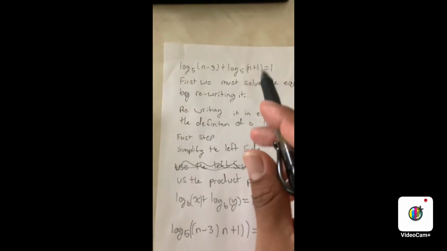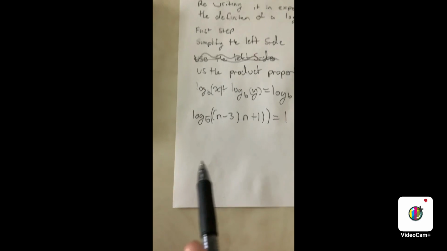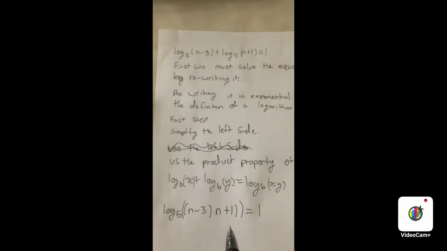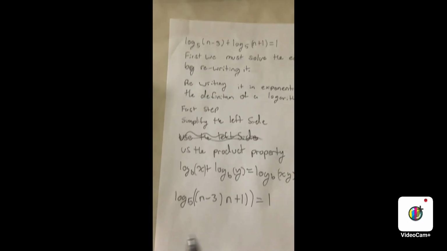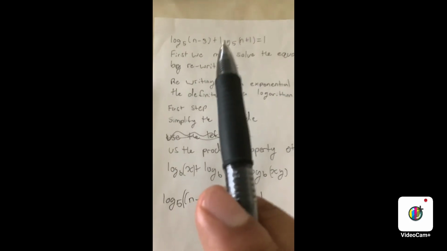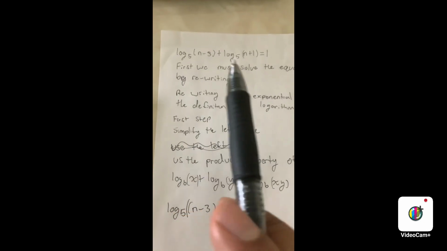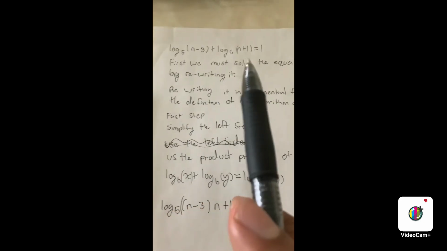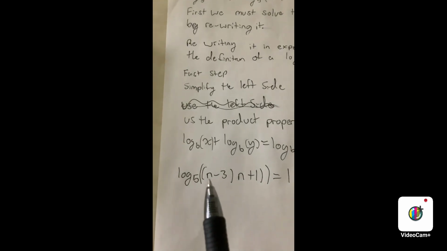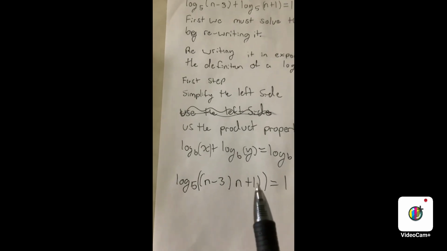So we took n minus 3 and n plus 1, and we combined it with log 5, taking away the log 5 here and combining the two terms, n minus 3 and n plus 1. So log base 5 of (n minus 3)(n plus 1) equals 1.